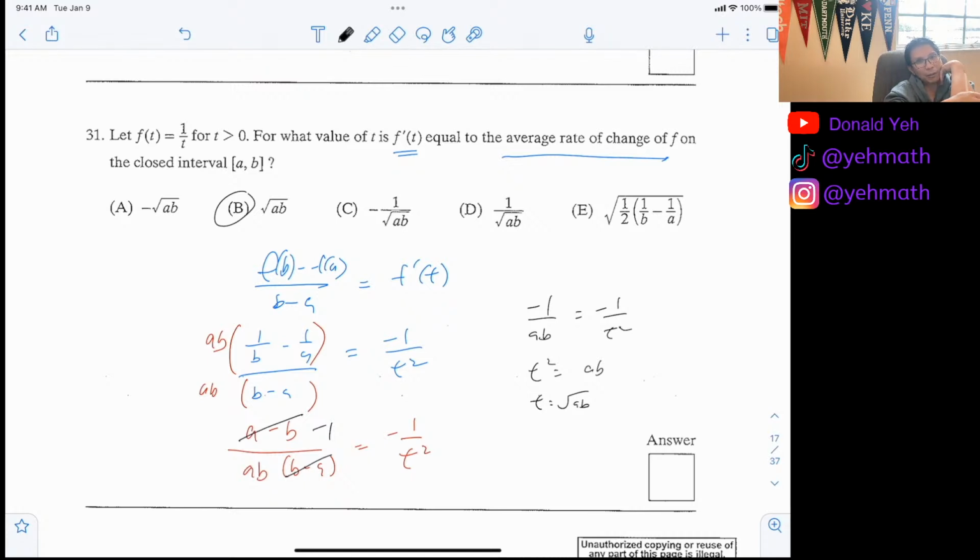This is actually the mean value theorem. Average rate of change is equal to f prime. It's actually the mean value theorem.